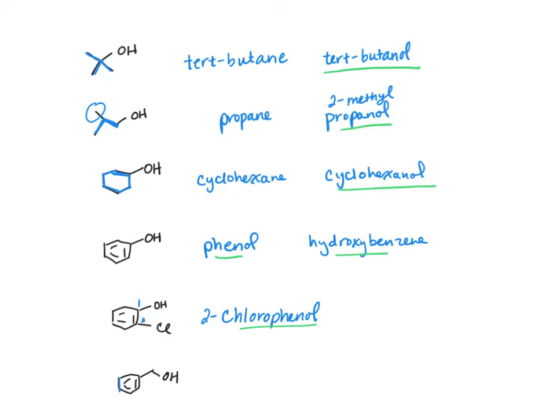And lastly, we've got a phenyl group with a CH2 attached to it. And remember that that substituent is called the benzyl group. So this gives us benzyl alcohol.